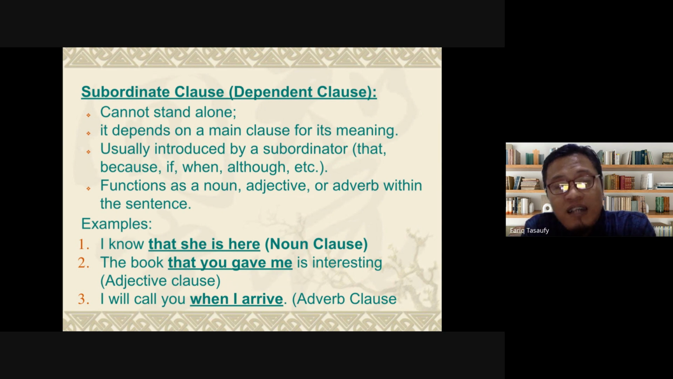The clause that I highlighted there is the example of an adjective clause, because the adjective clause that you gave me tells what kind of book is interesting. So it is like adding the adjective, the features or the characteristics of the book. What kind of book is that? So in identifying the adjective clause, all the information must be like what kind of book or what characteristics of the book. So that you gave me explains the characteristic of the book.